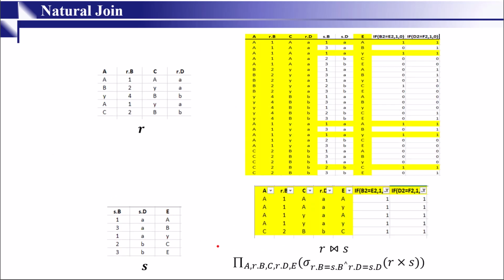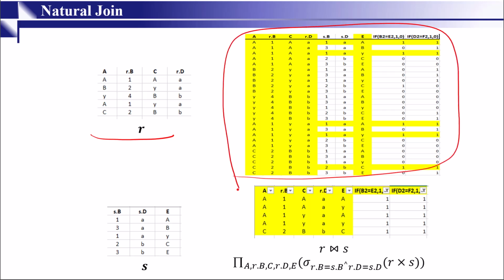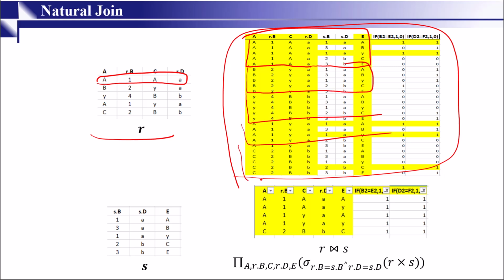So in Excel, you can do the natural join like this. First of all, you do Cartesian product. So this is our R and this is our S, right? So first of all, we do Cartesian product. So out of the Cartesian product result, it will be something like this. So for example, A, this is one table, one for the first row. You can see we have repeated all our table, S.B, S.D, and E. You can see here. For the second one, we do the same. For the Y, we do the same for A and for C.